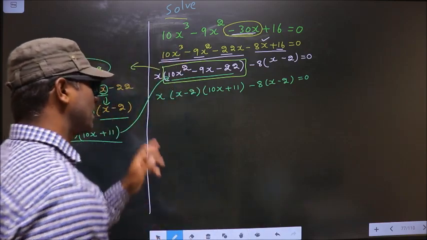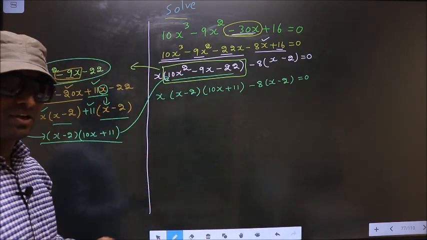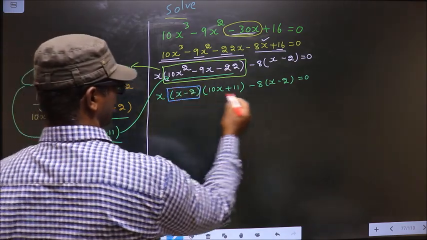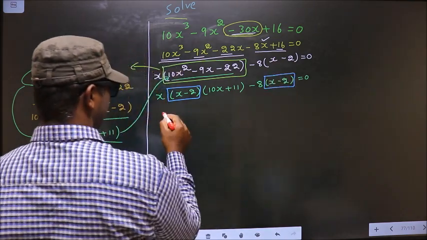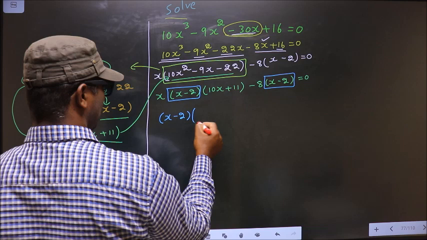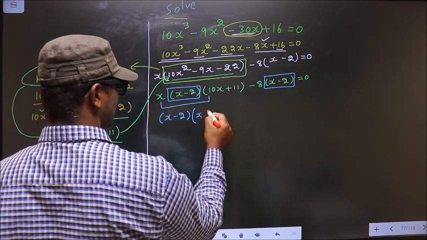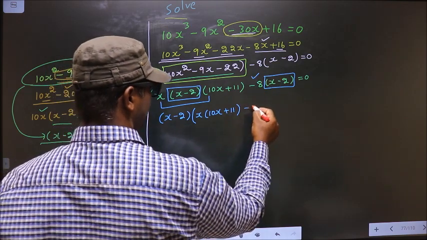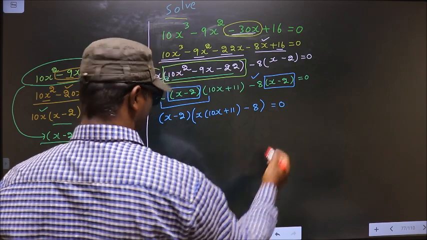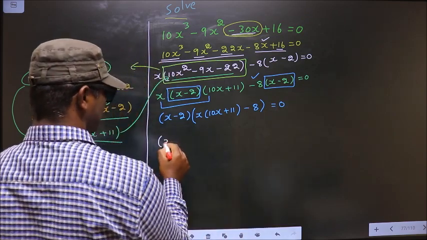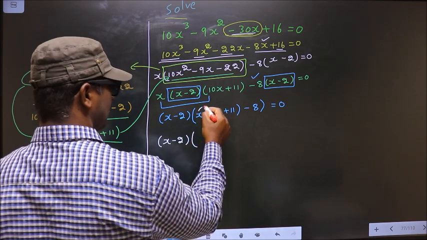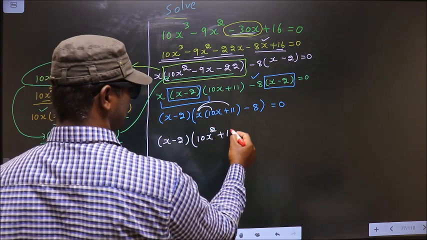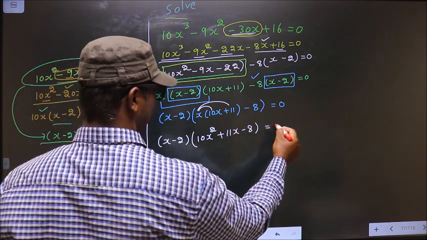Now, from this entire equation, what can you take out common is x minus 2. So x minus 2 outside. Here you will be left with these two, that is x times 10x plus 11, and here you will be left with minus 8 equal to 0. That is x minus 2, here you open up the bracket in this way, that is 10x square plus 11x minus 8 equal to 0.